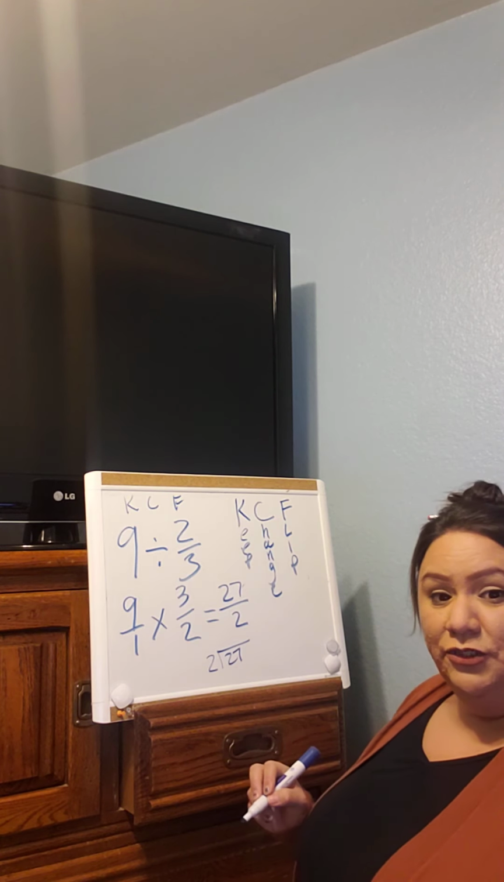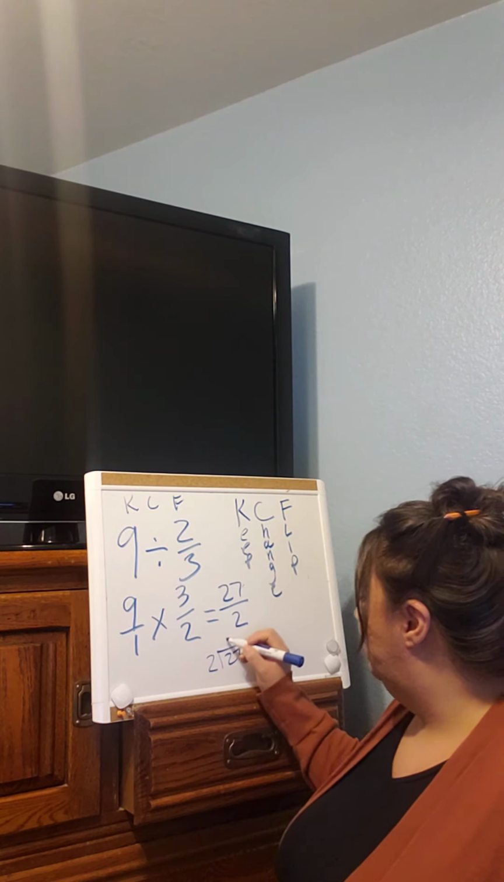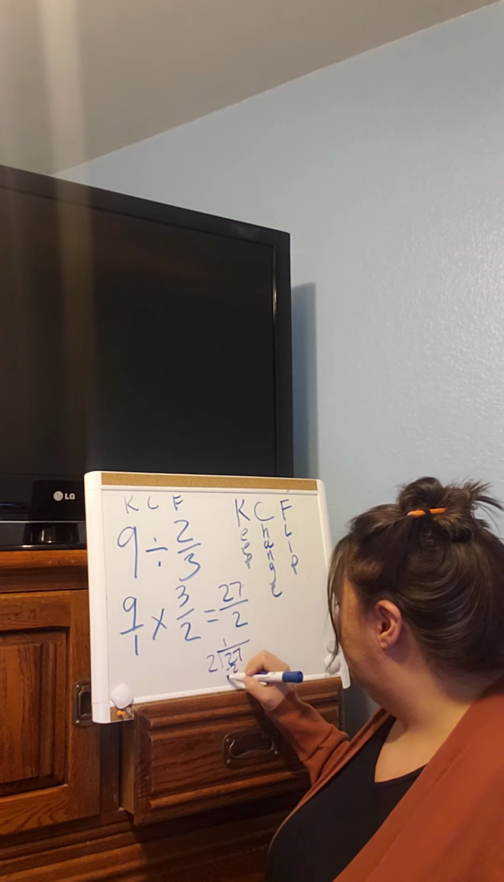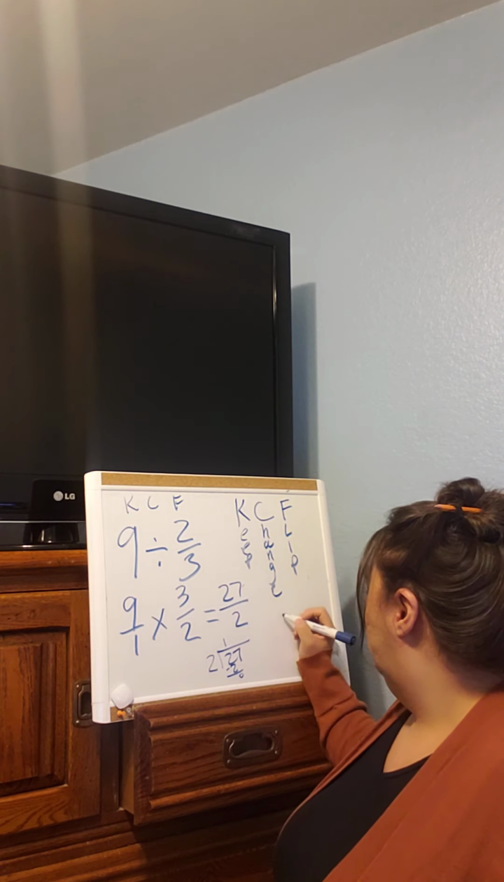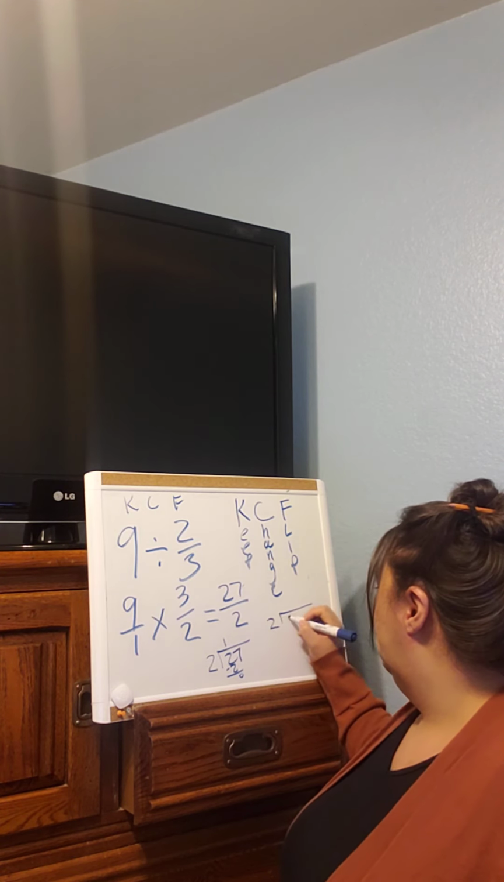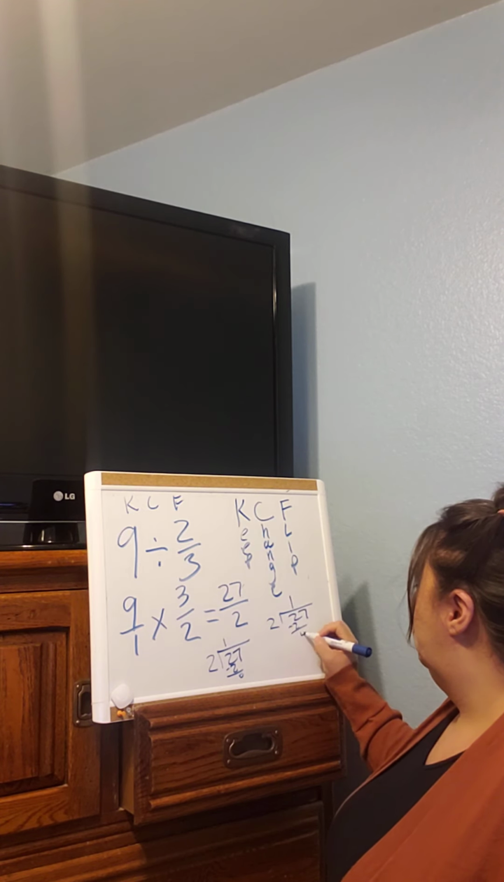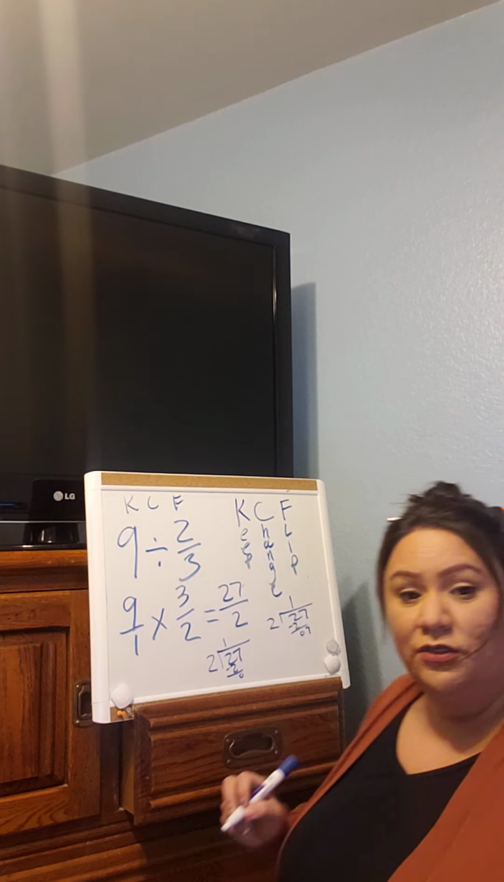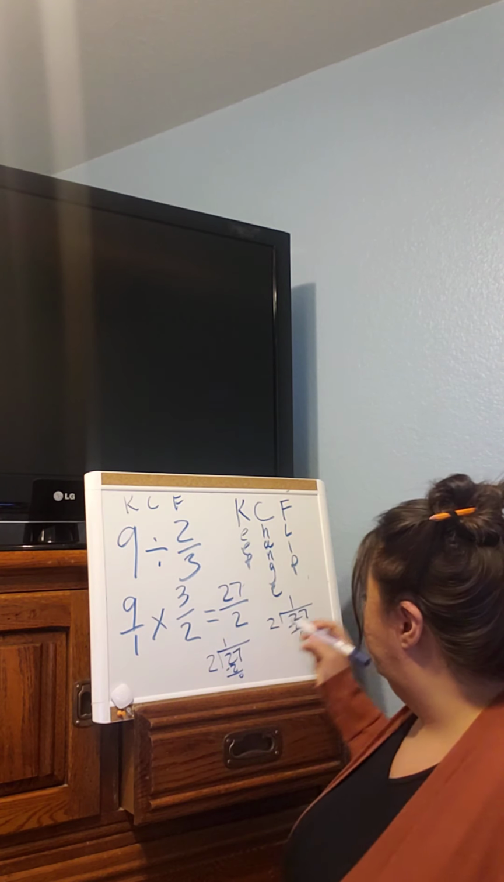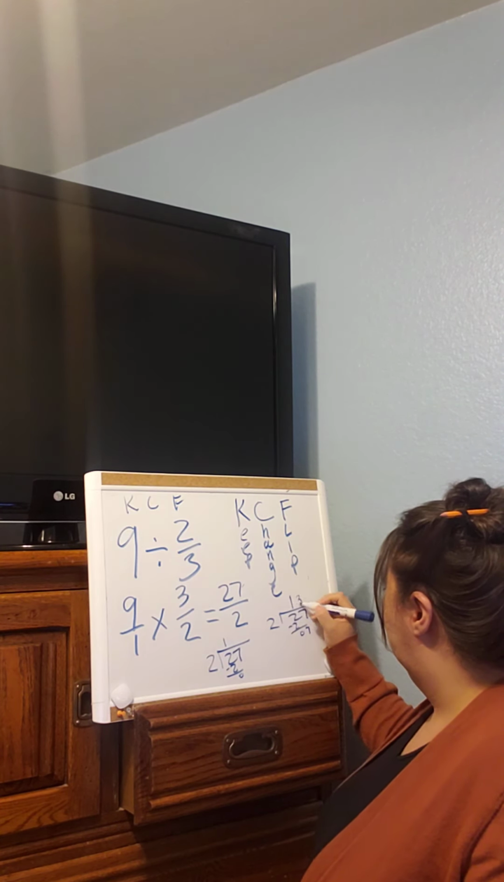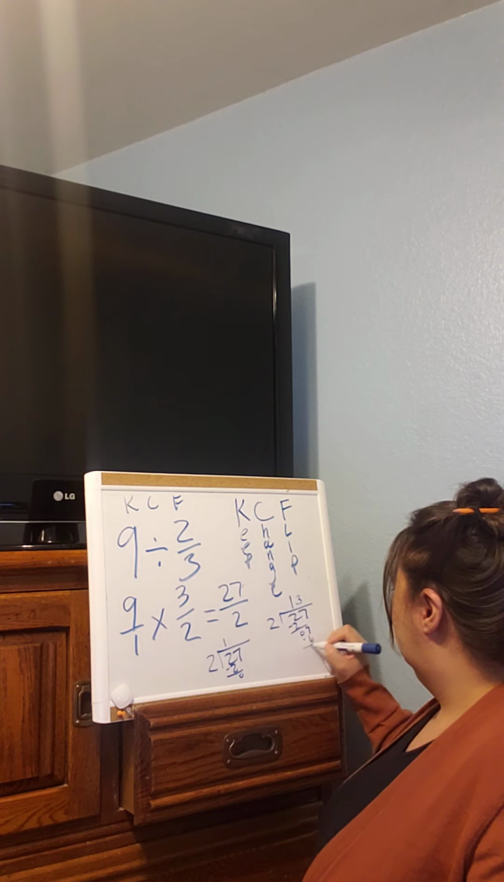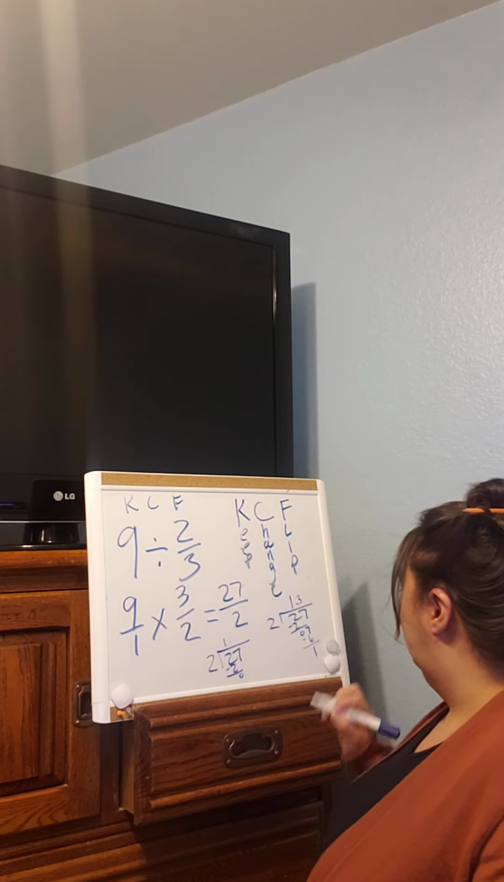27 divided by 2. So 2 goes into 2 one time, so that's going to leave me a 0. We'll write it bigger over here because we're going to need to know some steps. So that's a 1, 0, 7. 2 goes into 7 3 times because 2 times 3 is 6. So that's going to leave me a 6, and then that leaves me 1.